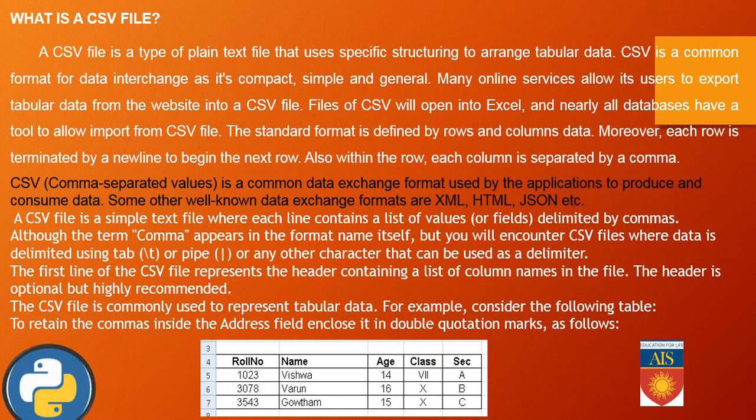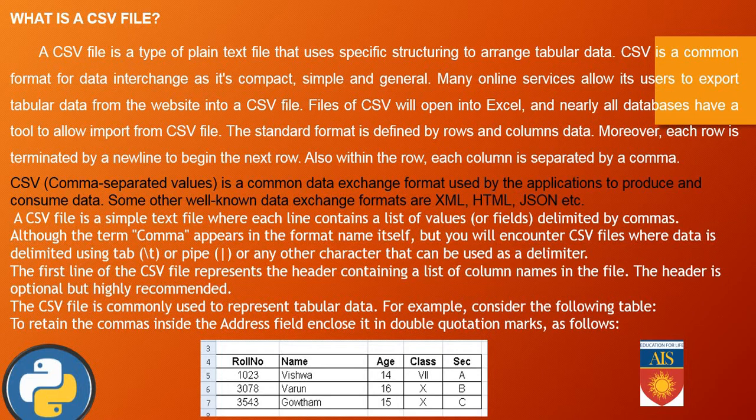CSV full form is comma separated value. CSV is a common data exchange format used by applications to produce and consume data. Some other well-known data exchange formats are XML, HTML, JSON, etc.